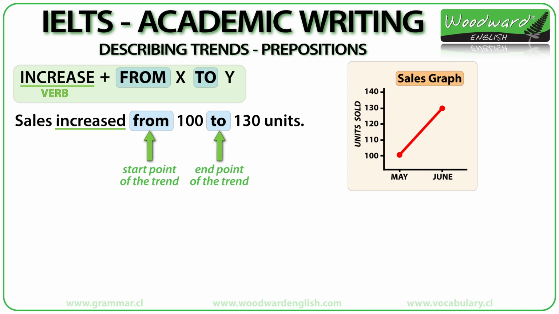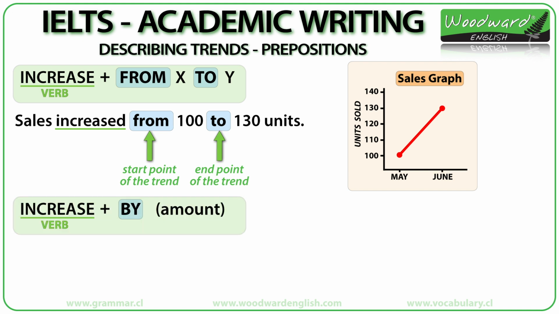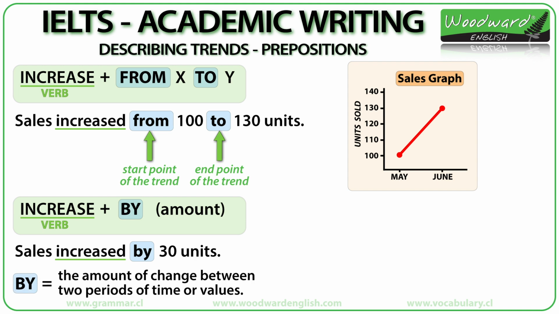What is the difference between 100 and 130? It is 30. To show this difference, we can use the preposition by. Increase or decrease, etc., plus by, plus the amount of change. So we can say, sales increased by 30 units. By equals the amount of change between two different periods of time or values.